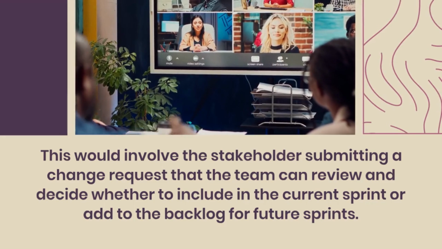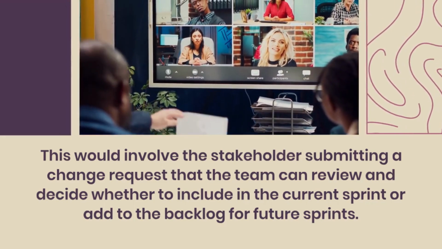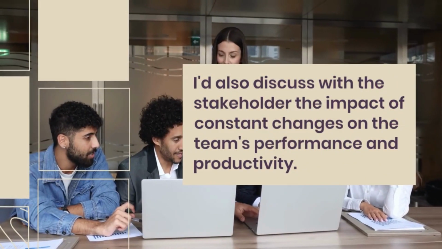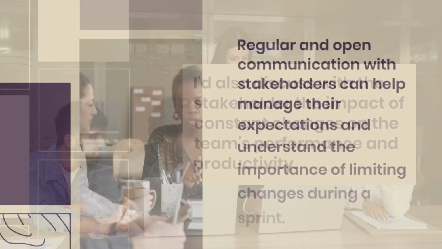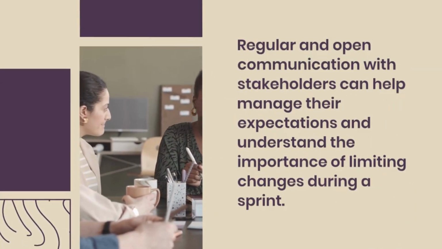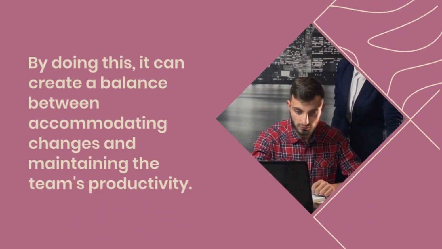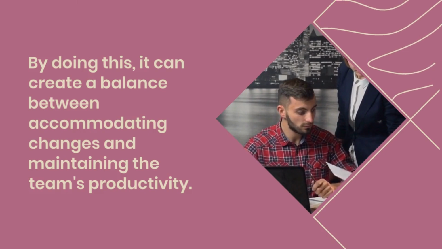This would involve the stakeholder submitting a change request that the team can review and decide whether to include in the current sprint or add to the backlog for future sprints. I'd also discuss with the stakeholder the impact of constant changes on the team's performance and productivity. Regular and open communication with stakeholders can help manage their expectations and understand the importance of limiting changes during a sprint. By doing this, it can create a balance between accommodating changes and maintaining the team's productivity.